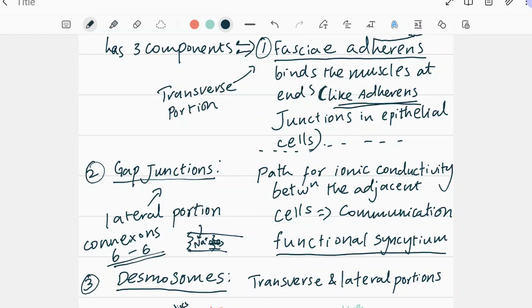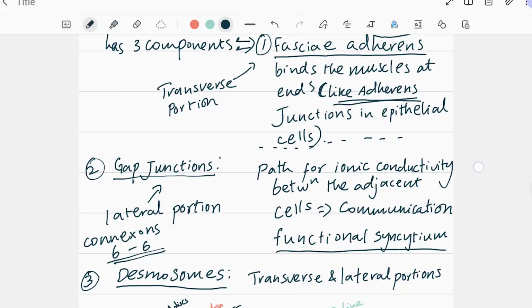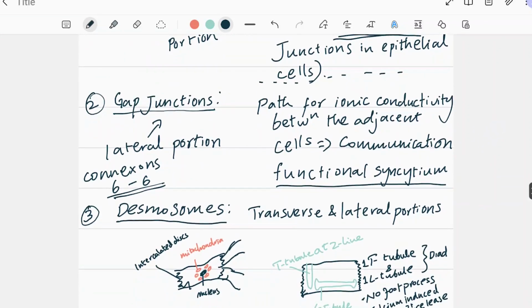and this allows for the action potential to continue in a wave-like fashion and spread throughout the entire surface, throughout the entire heart muscle, the myocardium. So the gap junctions are very important over there. Then you have the desmosomes.